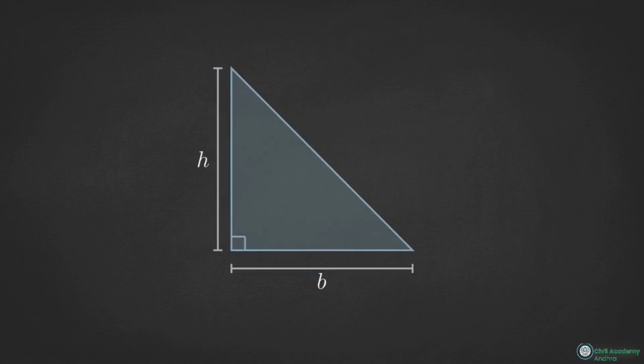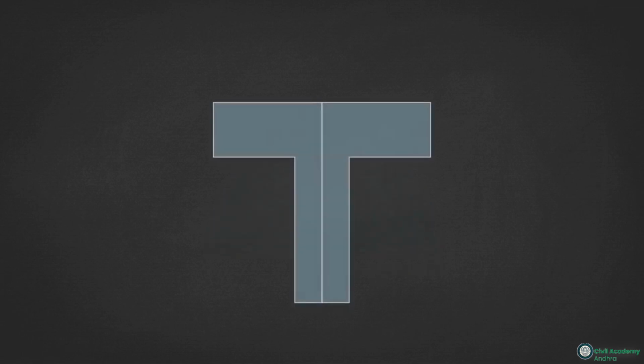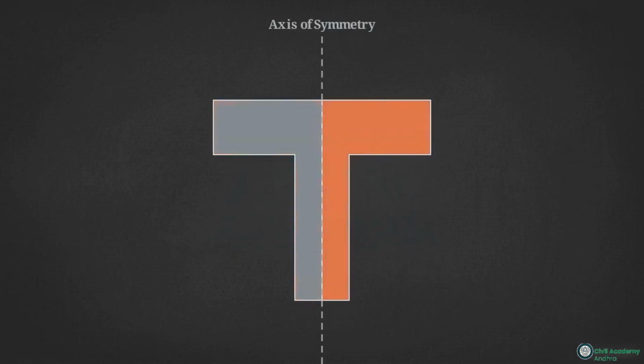For any triangle, the centroid is located exactly 1/3 of the height up from its base. For a semicircle, it is found at a distance of 4r over 3 pi from the flat diametrical axis. Symmetry provides an even faster shortcut. If a shape is identical on both sides of an axis, its geometric center must fall on that line.